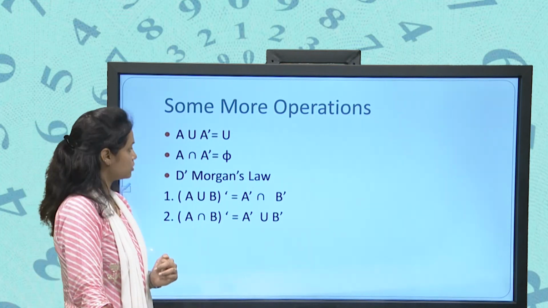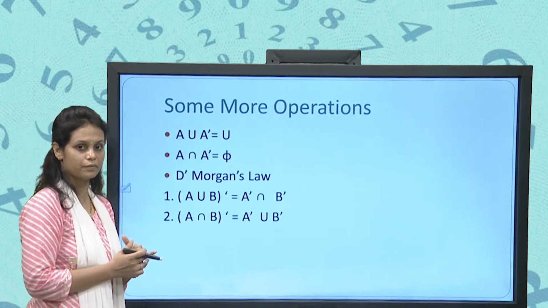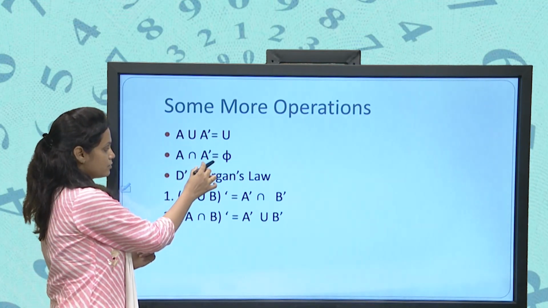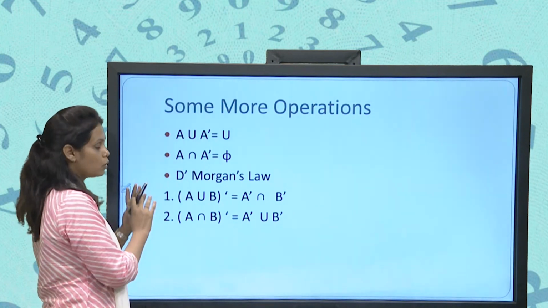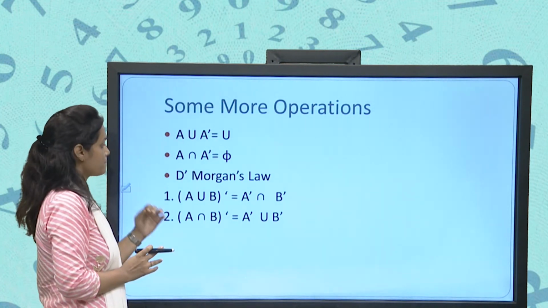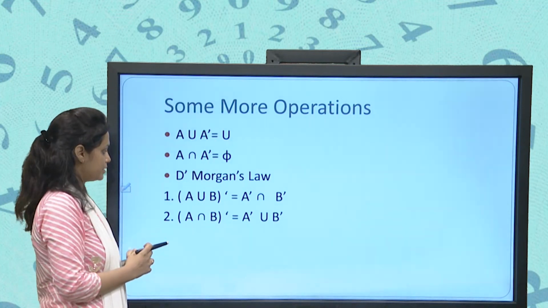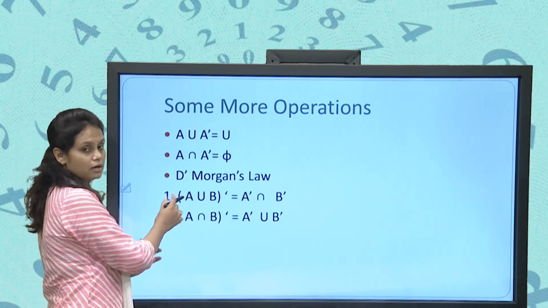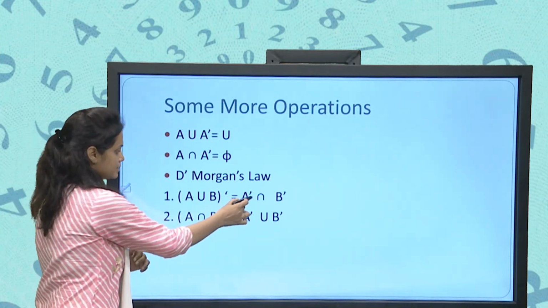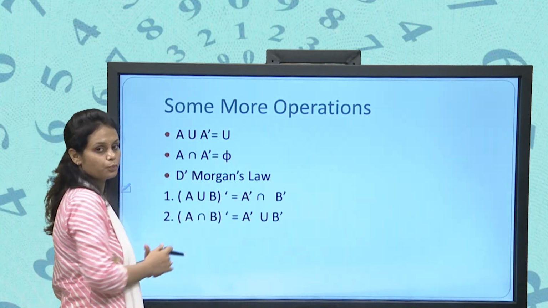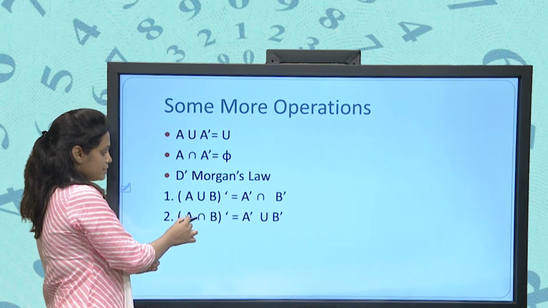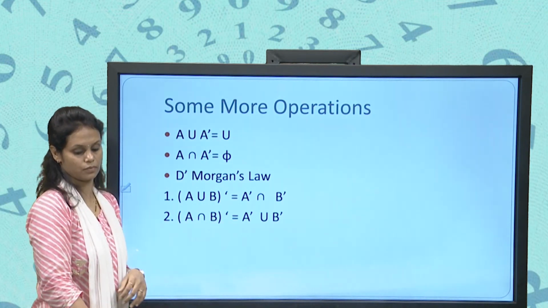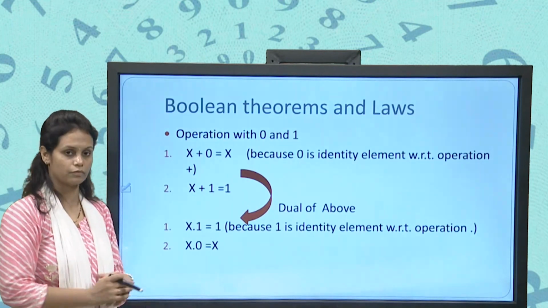These are some more operations on the set theory. A union A dash is always U, because these two are, we can say, inverses or complements of each other. A intersection A dash will always give phi, because there is no common element in A and A dash, right. Now we will see De Morgan's law in the set theory. A union B, whole dash, equals what? In De Morgan's law, union is replaced by intersection and we take the complement of each, that is A dash intersection B dash. Similarly, if A intersection B dash, then the output is A dash union B dash. This is De Morgan's law, we already know.